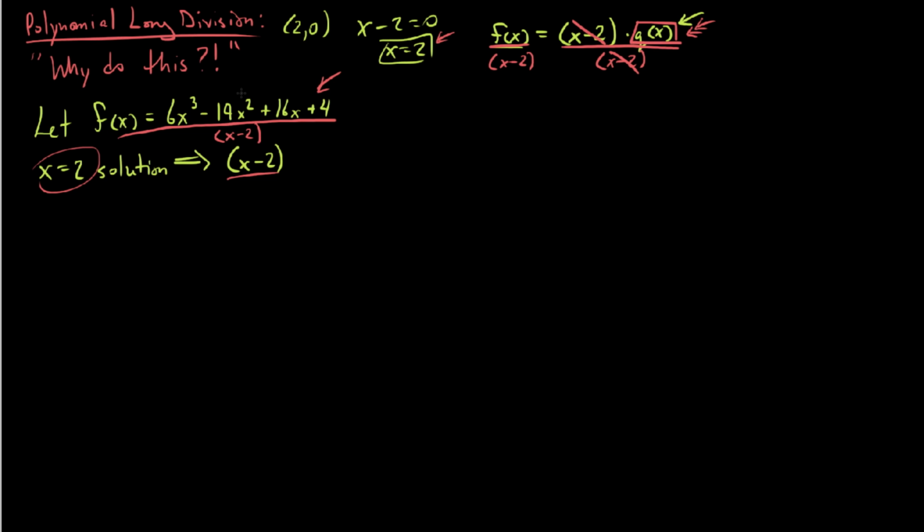So since we are dividing f of x by x minus 2, I'll write this out in long division notation. We say 6x cubed minus 19x squared plus 16x plus 4, and we are dividing this by x minus 2. We're going to do some long division.